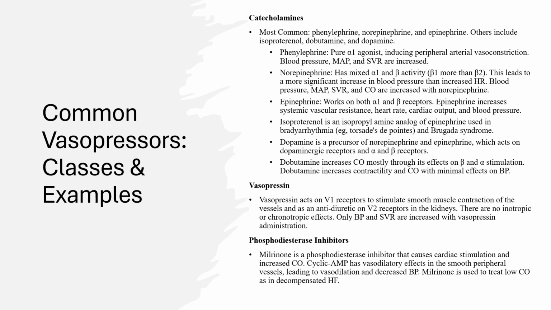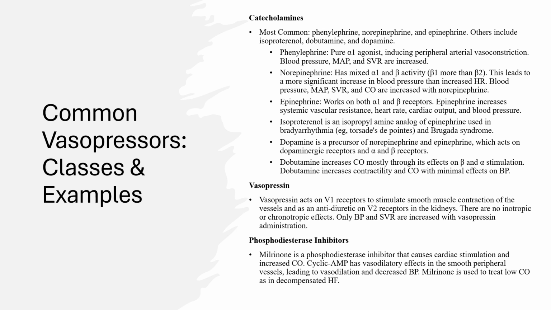So breaking them down a little farther, we'll look at phenylephrine, norepi, epi, and then dopamine a little bit more in depth, and we'll look at vasopressin also. But phenylephrine is interesting. It's a pure alpha-1 agonist, so this is going to induce peripheral artery vasoconstriction. It's going to help with our blood pressure, our MAP, and our SVR are going to increase.